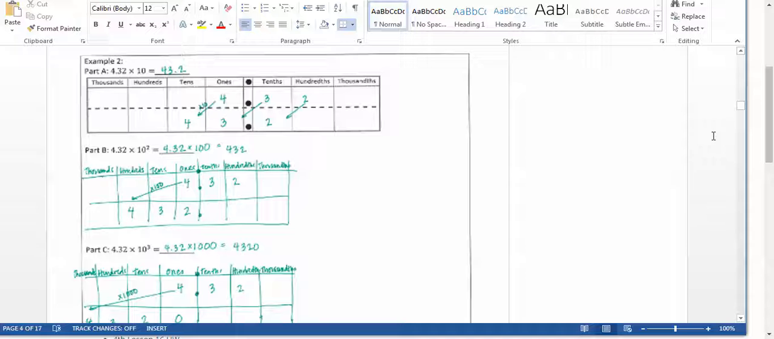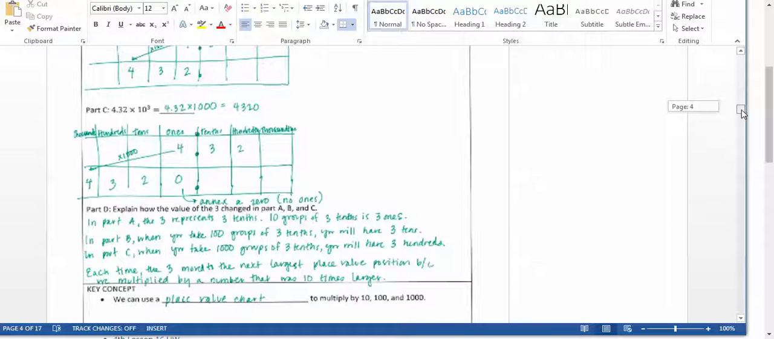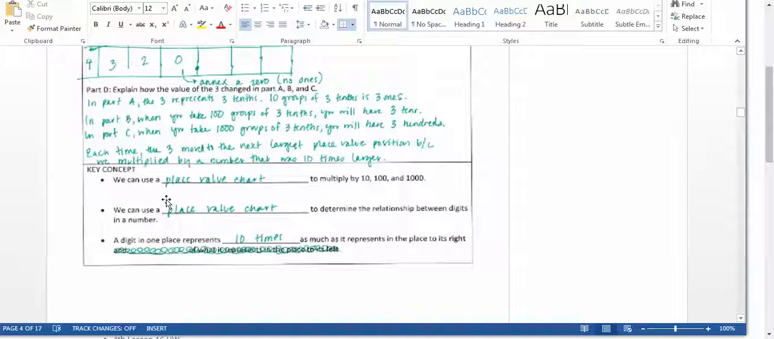Then we multiply by 10 squared. So before we multiply by 10 squared, we have to remember 10 squared is what? 10 squared is 10 times 10, which is 100. Great, before we multiply by 10 to the third power, or 10 cubed, we have to remember 10 cubed is 10 times 10 times 10, which is 1,000. And so, again, we notice the same pattern. When I'm multiplying by a number that is 10 times larger, then it's sliding one more place value to the left. Key concepts here is we can use a place value chart to multiply by 10, 100, and 1,000.